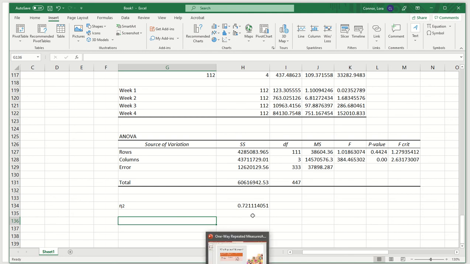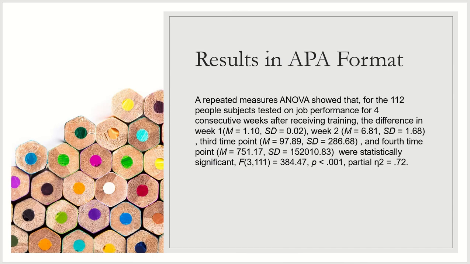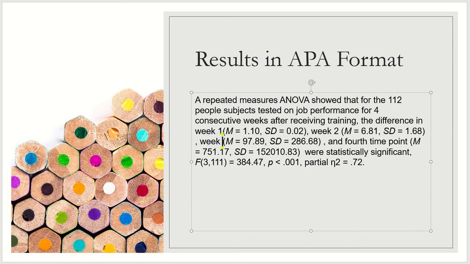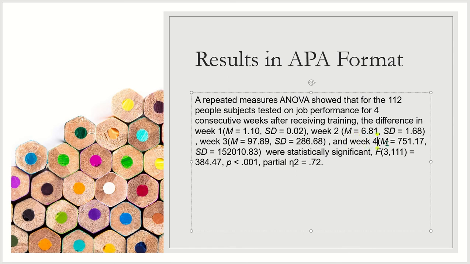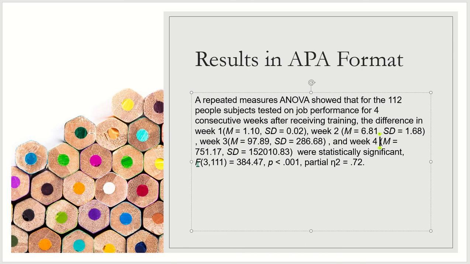And now to put in our results in APA format, your sentence would look something like this. A repeated measures ANOVA showed that for the 112 people, subjects, tested on job performance for 4 consecutive weeks after receiving training, the difference in week 1, week 2, I should say week 3, and week 4 were statistically significant.